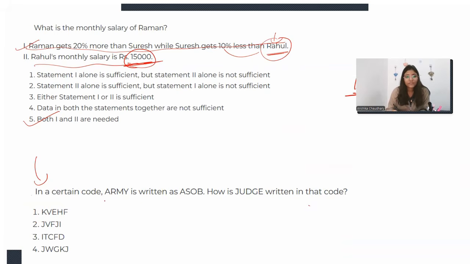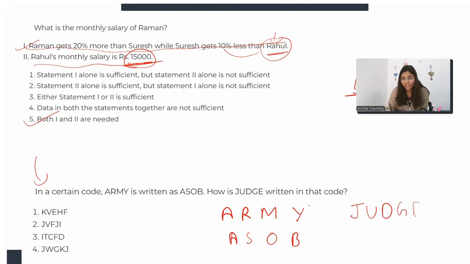So the next question is, if ARMY is written as ASOB, then how will JUDGE be written? All right, A is written as A only. So, let's give them the numbers. In the alphabet, A comes first, R comes 18th, M comes 13th, and Y comes 25th, right?